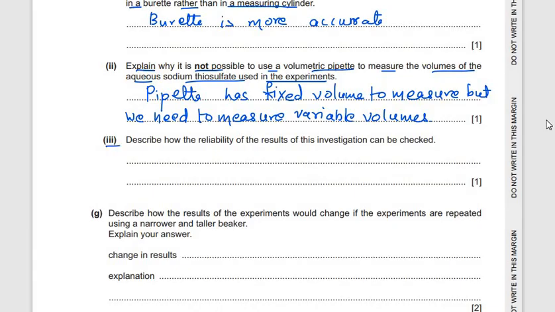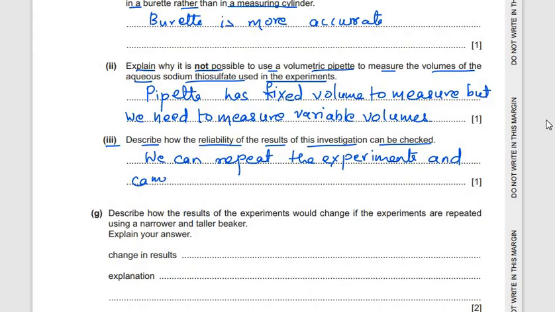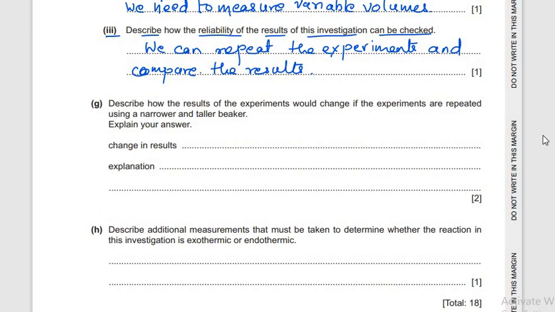Okay, the 3rd part is describe how the reliability of the results in this investigation can be checked. Now reliability is that we can repeat the experiments, and compare the readings or compare the results to find out whether the time which we had calculated or noted down earlier was correct or reliable or not. So that's how we can check the reliability of our results.